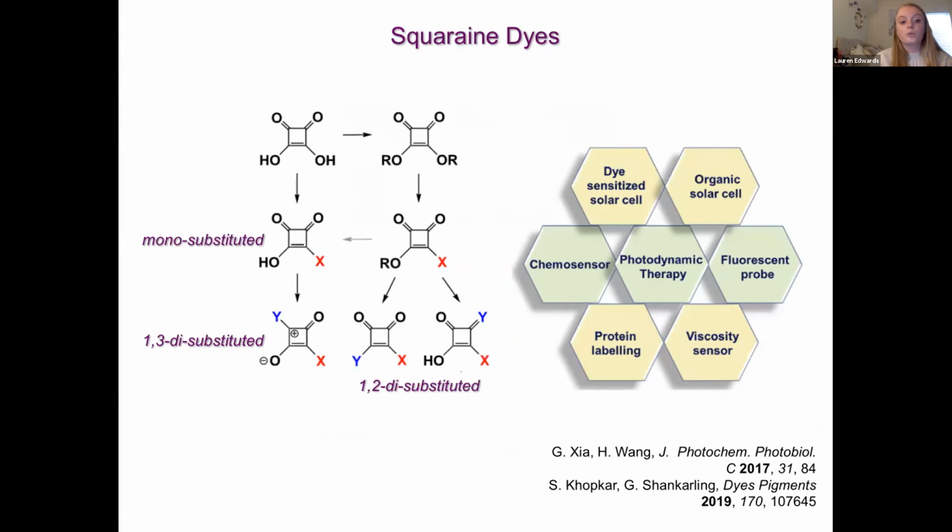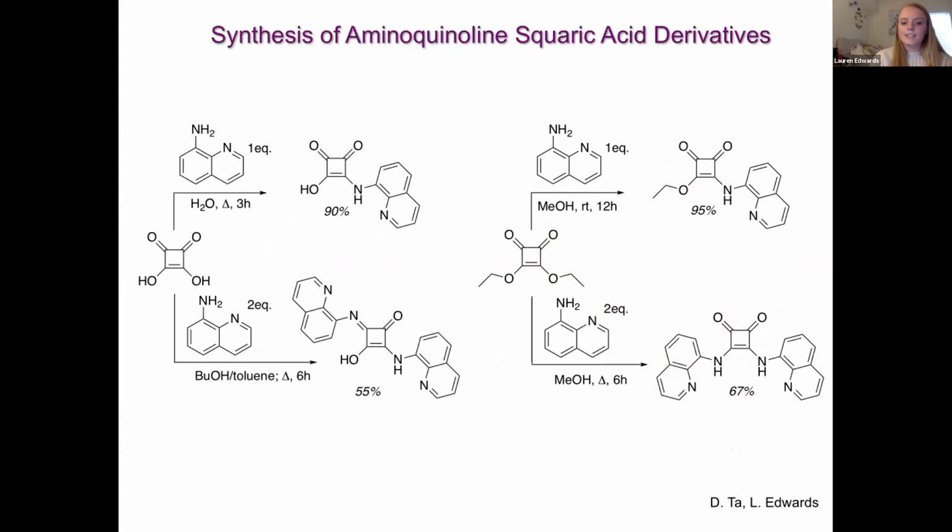An accessible route was using squaraine dyes, which are based on the squaric acid scaffold shown here. These are rather attractive because they have a lot of applications, and they can be functionalized in a number of manners using several types of compounds, denoted here as X and Y. With this in mind, we used 8-aminoquinoline as our functionalizing entity, since the nitrogen here can be manipulated by alkylation to further tune photophysical properties.